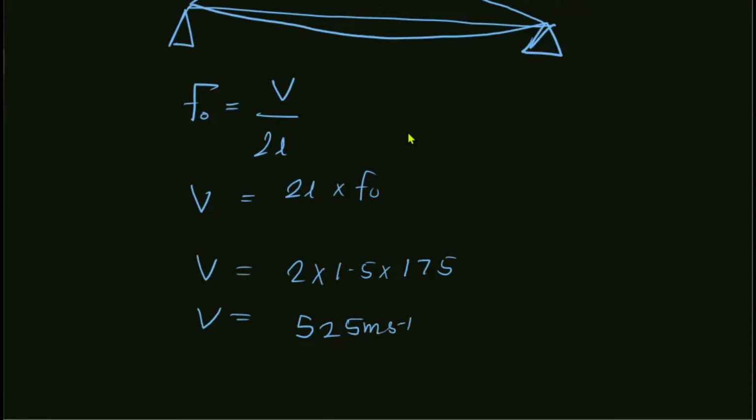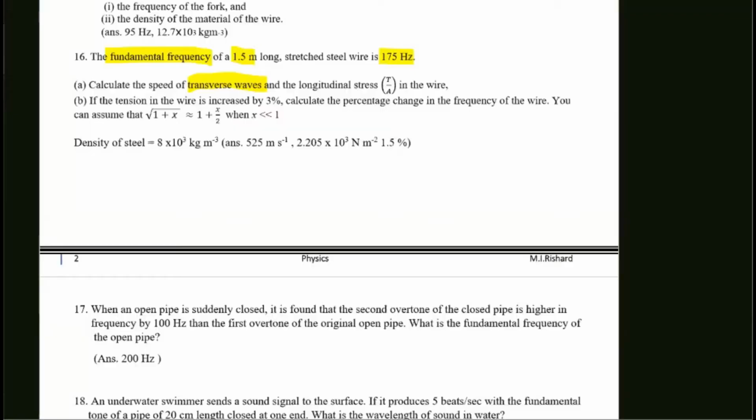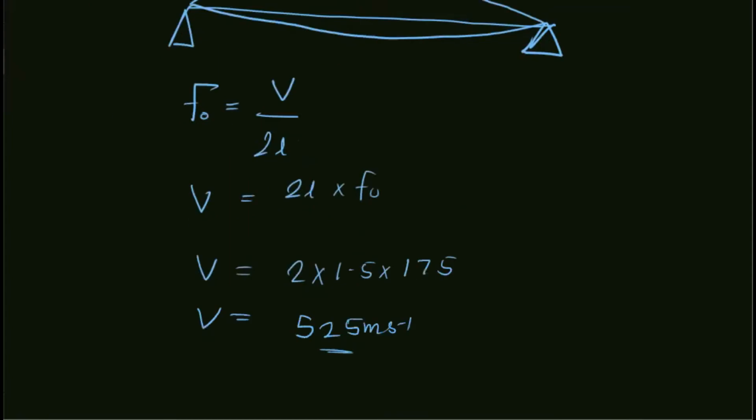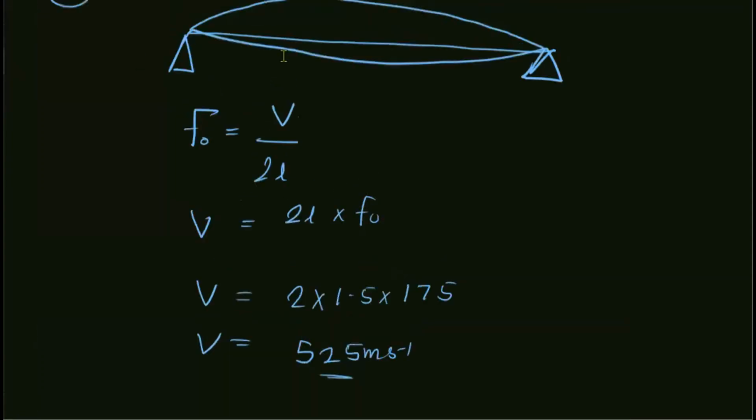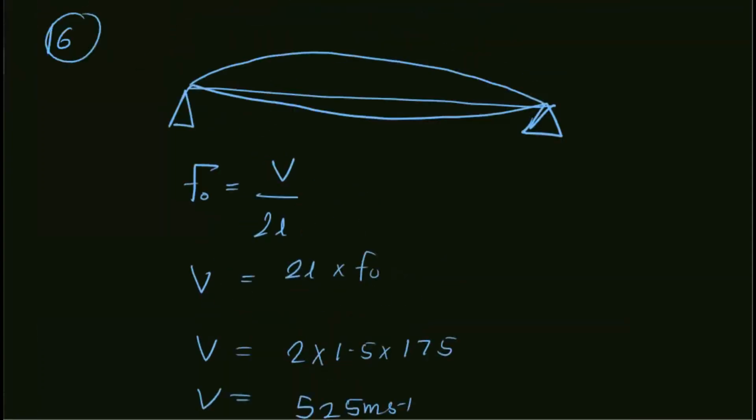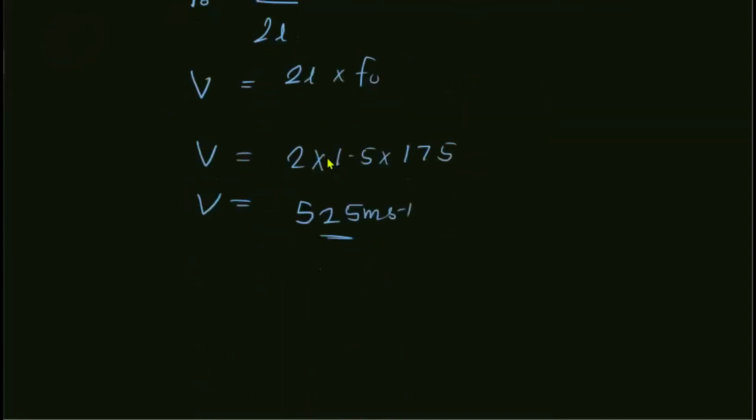525 meters per second, right? Okay, that is fine. And then they are asking to find us the longitudinal stress T over A in the wire. How would we find that? Longitudinal stress, this is the tension, and the cross-sectional area is A. We need to find the longitudinal stress.